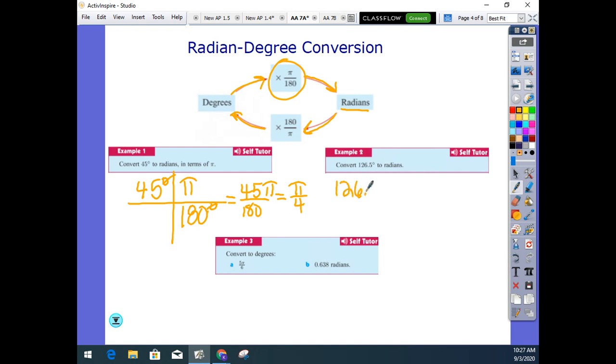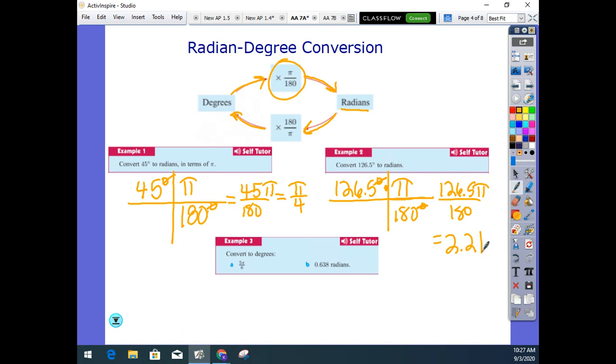Say that we have 126.5 degrees. If we have a decimal that doesn't reduce nicely, we still need to have degrees cancel, so that's why 180 is on the bottom, pi is on the top. You're just going to use your calculator, take your 126.5 times pi, then divide it by 180, and you're just going to round it to your 3 sig figs. So that's 2.21.